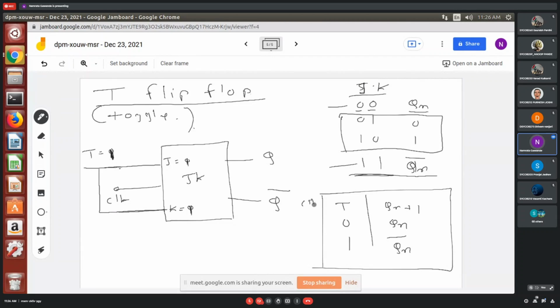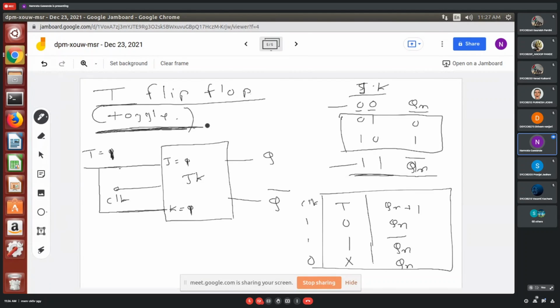This is for when the clock is 1, and if it is 0, whatever the value of T, it will always be Qn. So see, if you have understood J and K, you will understand the T flip-flop. I have just reduced all these values from that. The concept of the T flip-flop is nothing but a toggle flip-flop, where we need to overcome the drawback of SR.